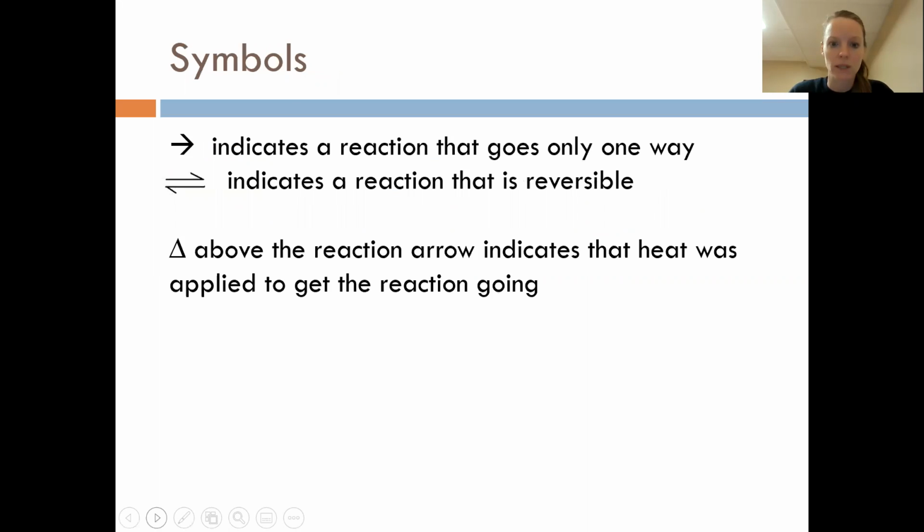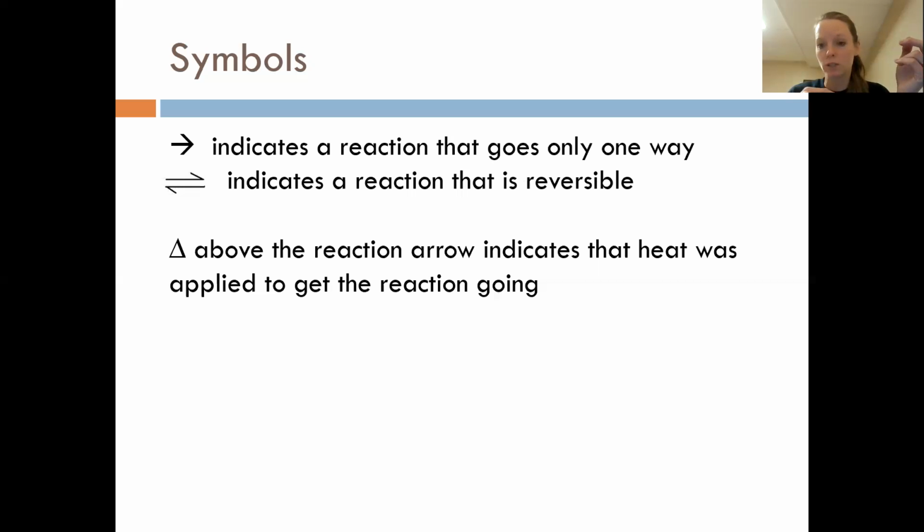Products are being formed. If there's an arrow pointing only in the one direction, only toward the right, it indicates that the reaction only goes one way. So if the reactants only can form the products and it can't be reversed, then you have an arrow going only to the right. We never draw arrows just to the left. That's like going back in time. So an arrow to the right means the reaction can only go one way.